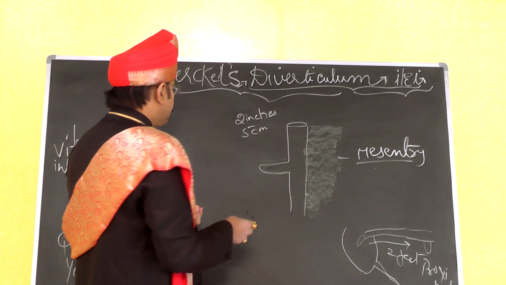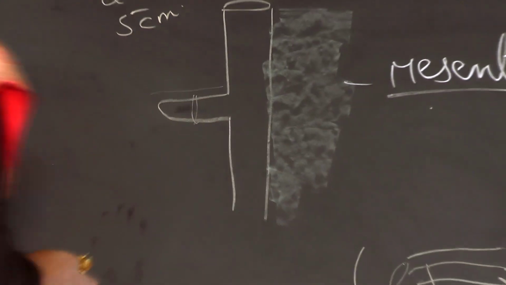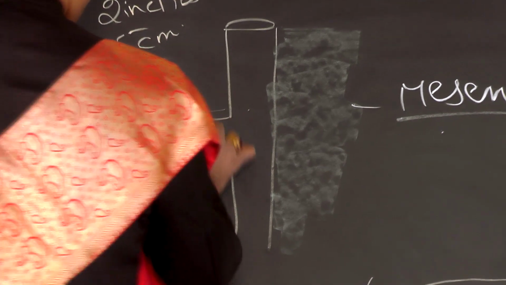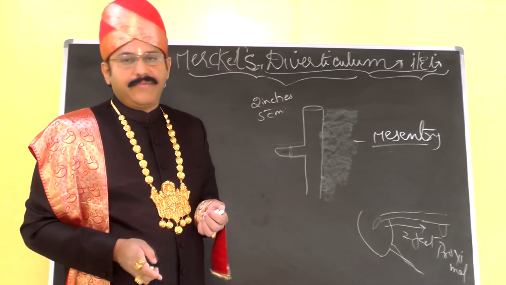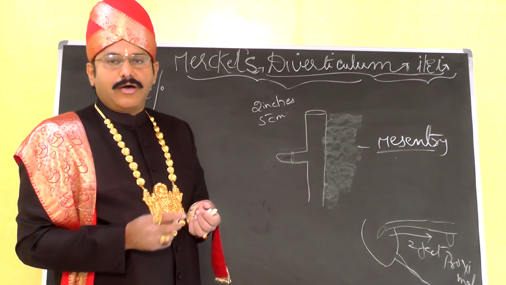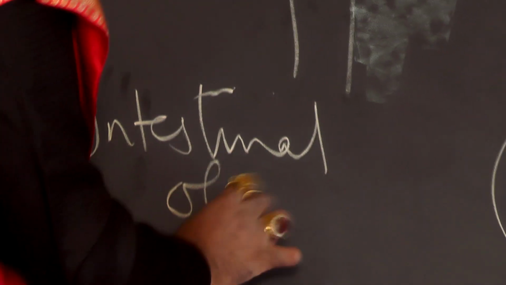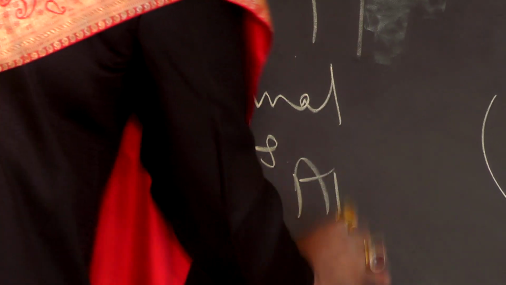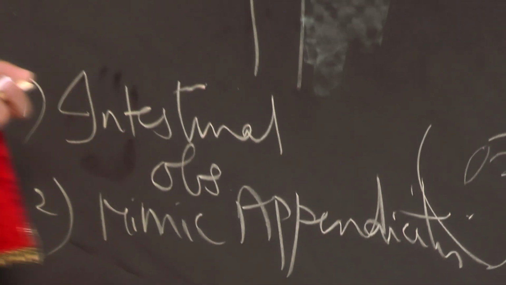Okay. So here, if you see the lumen of the Meckel's diverticulum, it is almost of the same caliber as that of the ileum. So it can also cause intestinal obstruction. So first complication, you can write, one is intestinal obstruction, and second, it can mimic appendicitis. Okay? Thank you.